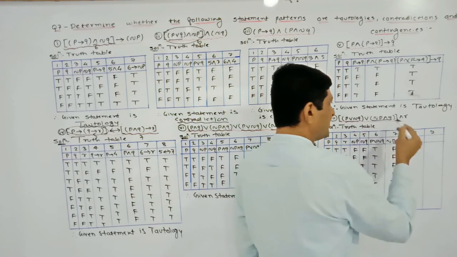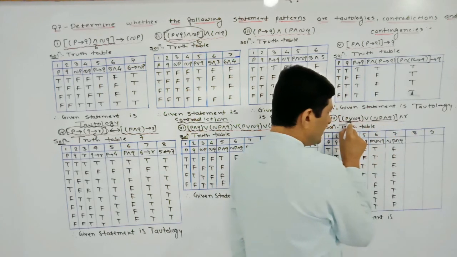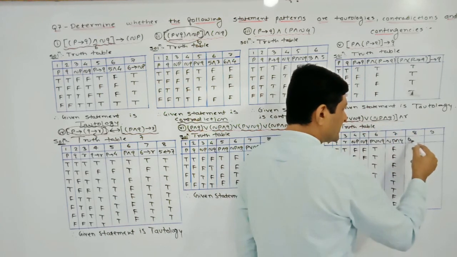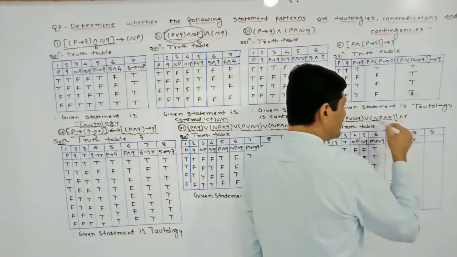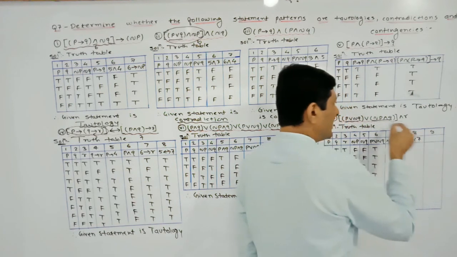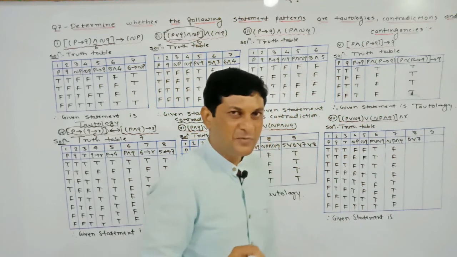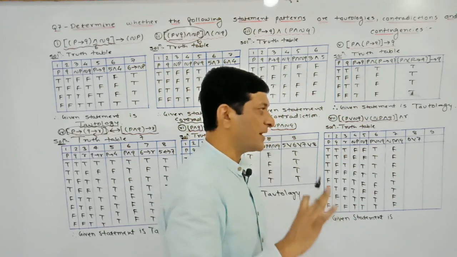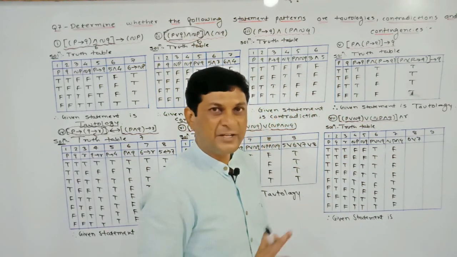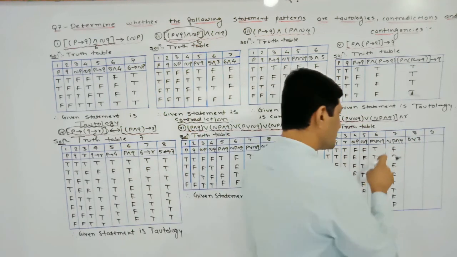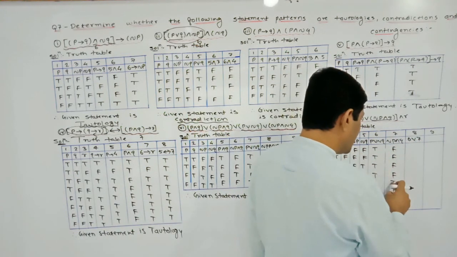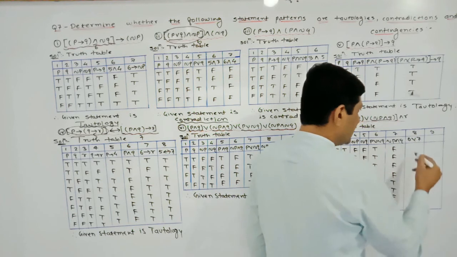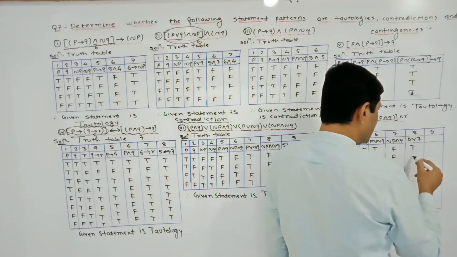Now these 2 statements we are connecting by or. Truth value of this statement lies in column number 6, or truth value of this statement lies in column number 7. And these 2 statements we are connecting by which logical connective? Or. In case of or, at least one statement is true, or will be true here. So true. So here we are getting true.